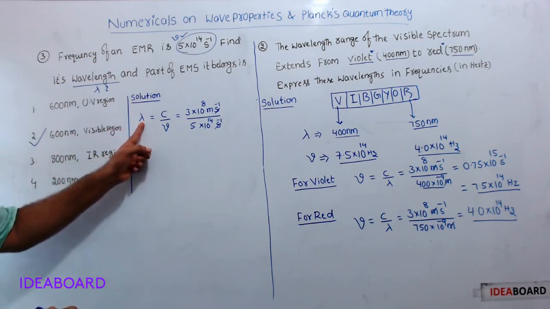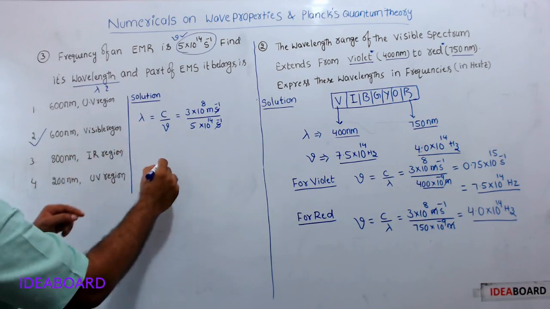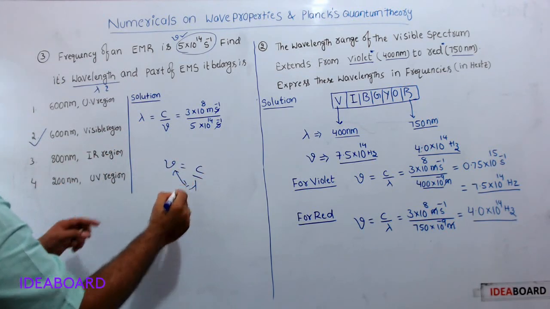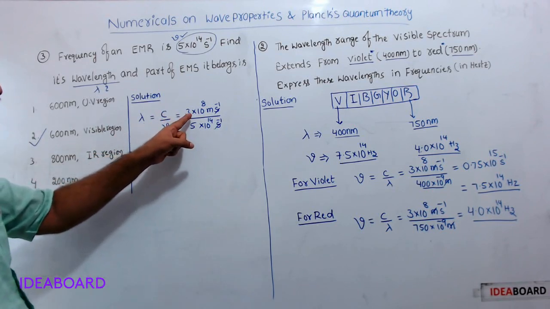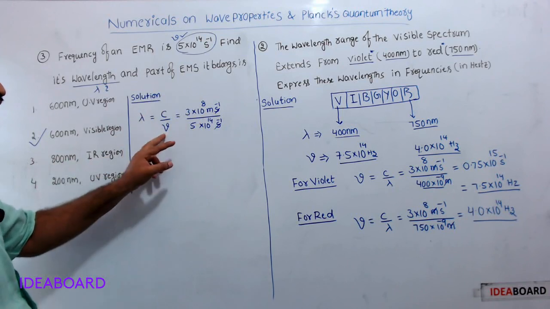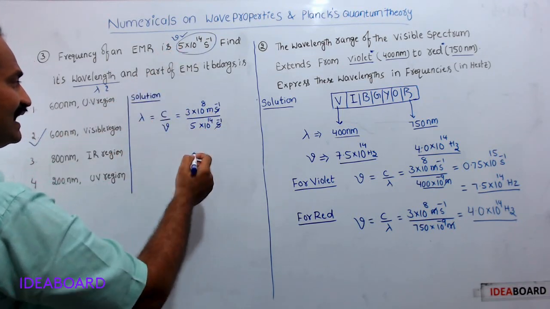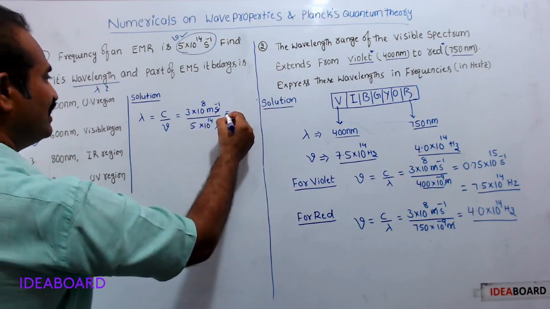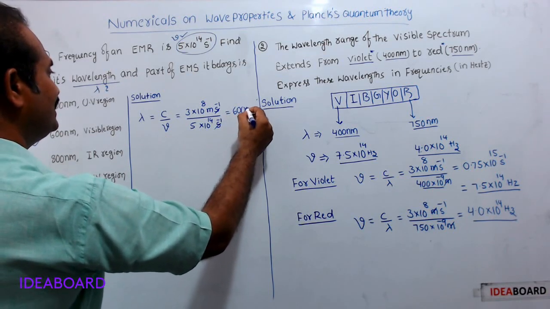The correct relationship is nu is equal to c by lambda. After rearranging, interchange these two and you get lambda is equal to c by nu. Substitute the c value, 3 into 10 power 8 meter per second. The nu value given to us is 5 into 10 power 14 second inverse. Second inverse cancels, so after simplifying, the lambda value you get is 600 nanometer.